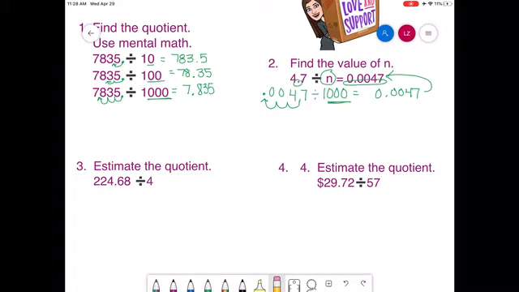Okay, let's do number 3. It says estimate the quotient. So you are going to go ahead and estimate either using place value or compatible numbers. You may choose either one on this problem and either one for the test. And I will show you both ways so that you are really confident using both ways. So pick which way you're going to do it and go ahead and estimate this quotient.